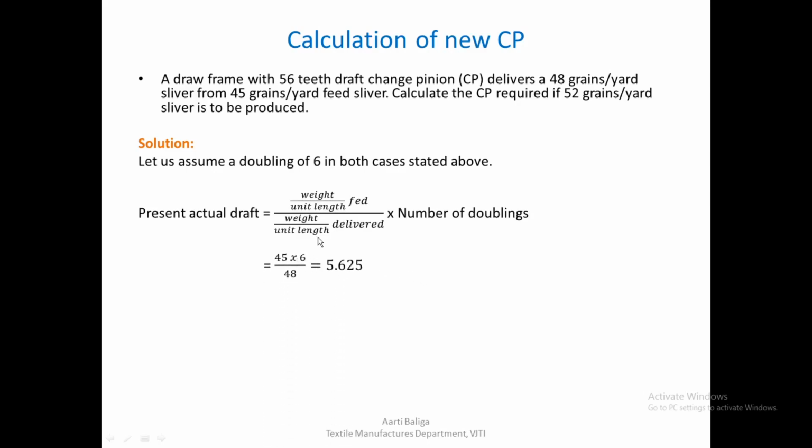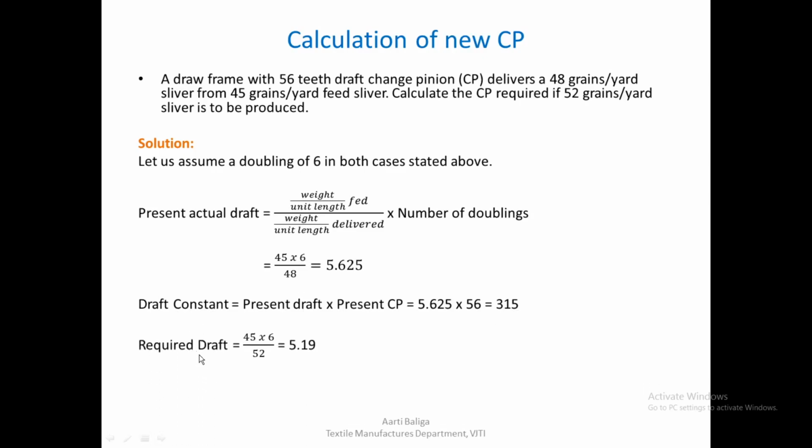So if we substitute the values here, 45 upon 48, which is the existing feed and delivery, multiplied by 6, which we have assumed as the number of doublings, we get present actual draft to be 5.625. As soon as we get the actual draft, I can always calculate draft constant by using the existing CP that is given to me, which is 56. So just multiplying present draft by present CP, I get draft constant, which comes to 315.